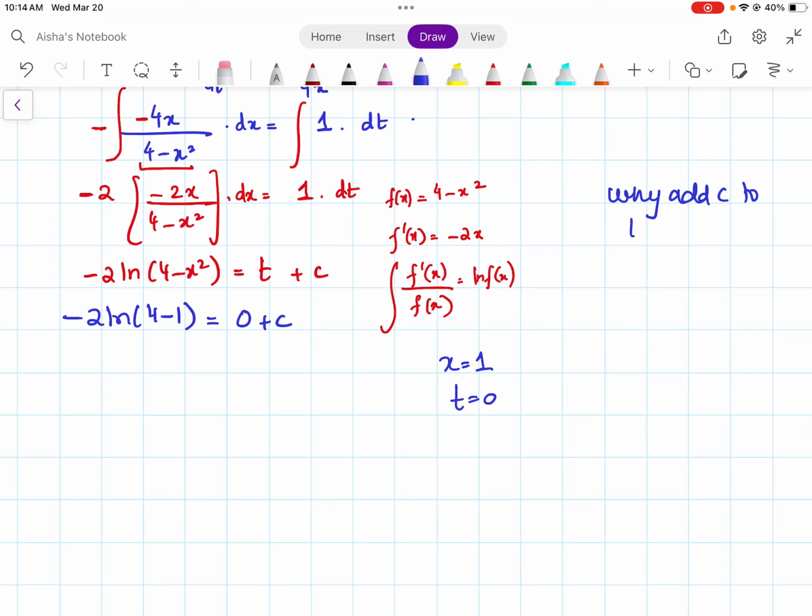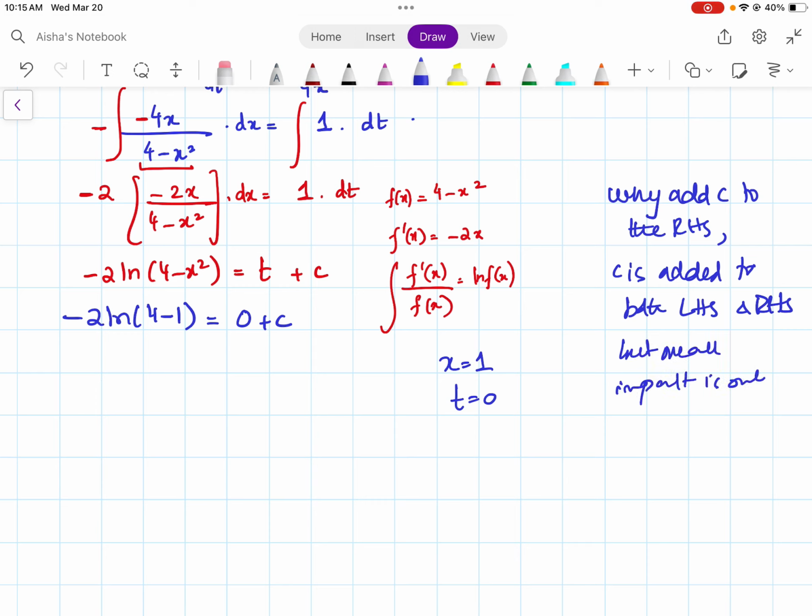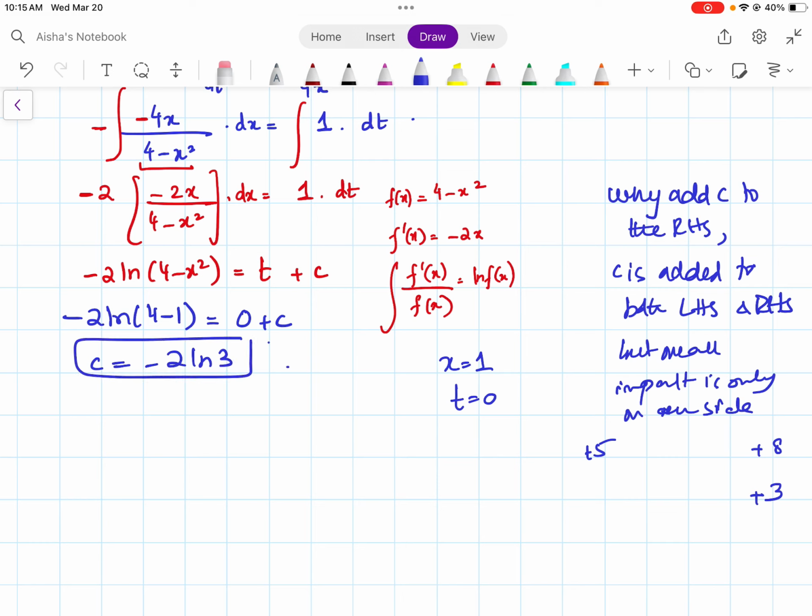Why add c to the right hand side? Basically c is added to both left hand side and right hand side, but overall impact is only on one side. So for example, if you have a plus 5 and a plus 8 here, you can take 5 to the other side and it will have plus 3 on the right hand side. So we just put c on one side, which is the right hand side. So c is minus 2 ln 3 and use it as it is.